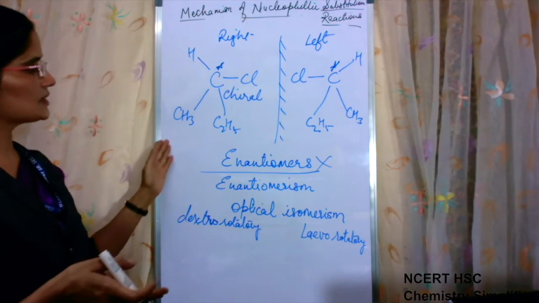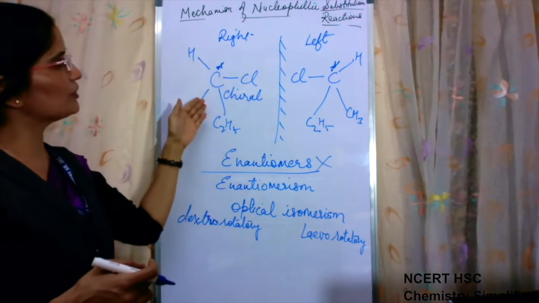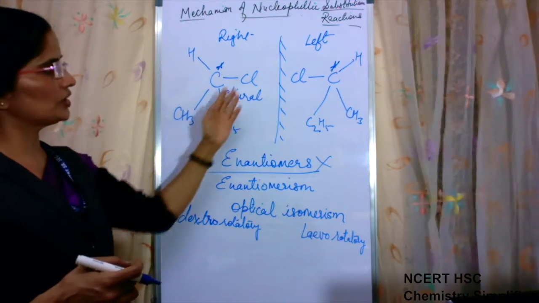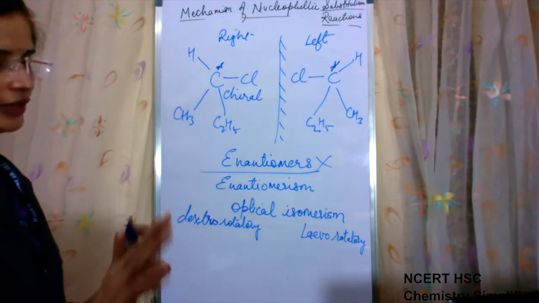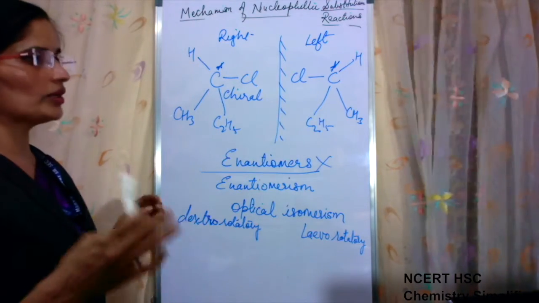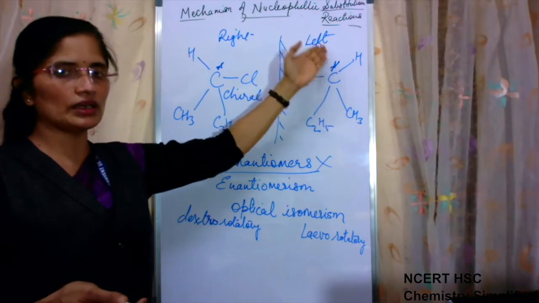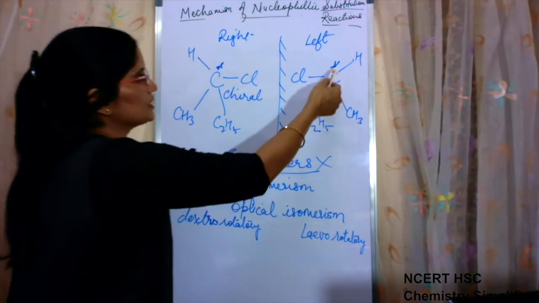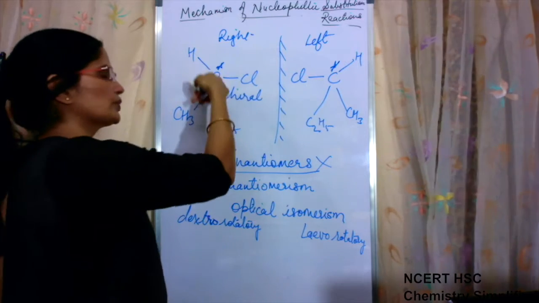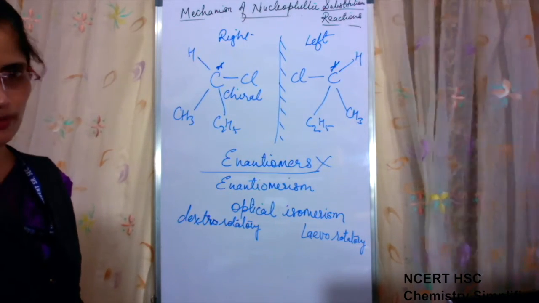then after this, they will show optical isomerism. If one of them is showing dextrorotation, the other will show levorotation. We don't know whether this one is showing it or that one. But we have decided from our own side that if this is rotating light to the right, then this will rotate it to the left. It may also happen that this rotates the light to the left, and then that will rotate it to the right. This is actually optical isomerism.